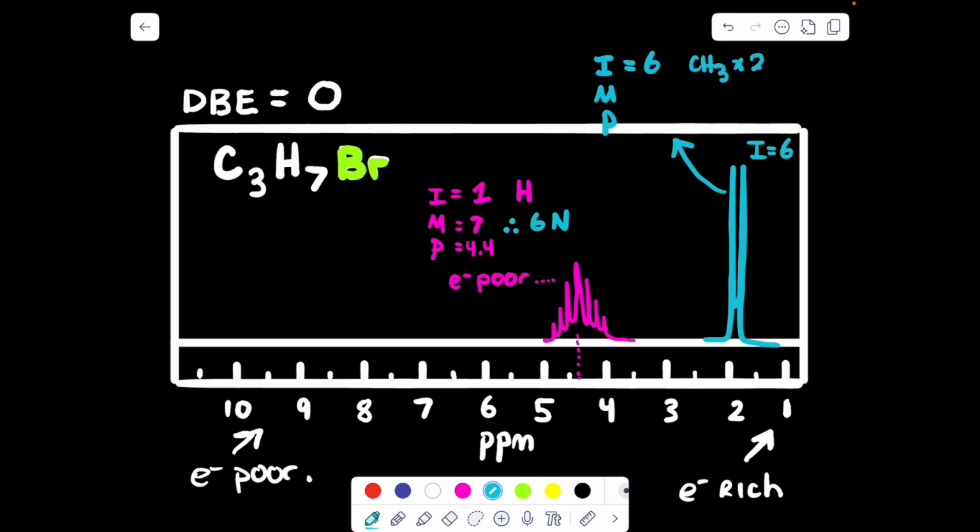CH3 times 2. So I could have also written this pink hydrogen as a CH group rather than just an H. So the multiplicity here is equal to a doublet, so 2. So how many neighbors? 2 minus 1. Therefore, 1 neighbor. Who's the one neighbor? It has to be a hydrogen. And then the ppm is like 1.9, so this is electron rich. So taking this information and the molecular formula and the DBE, let's get a new page and solve for our final structure.